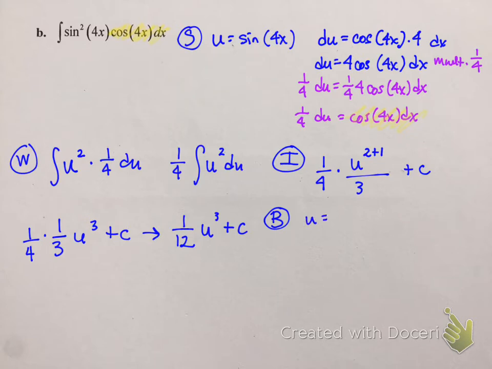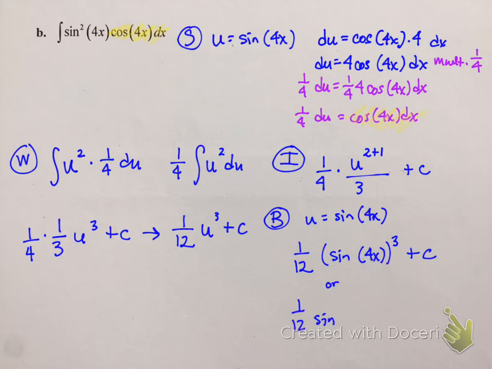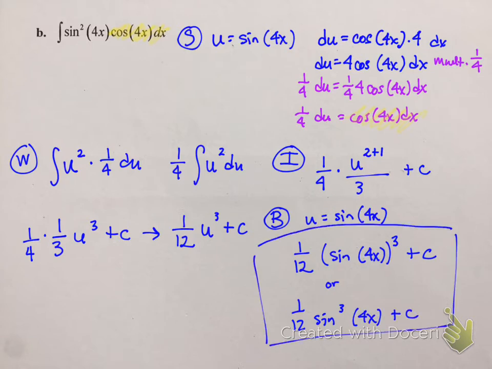Remember we said u equals sine of 4x. So wherever I see u, I'm going to plug that in. So my answer is going to be 1/12 sine of 4x cubed plus c. You could also rewrite this as 1/12 sine cubed of 4x plus c. Okay, so either one is correct.